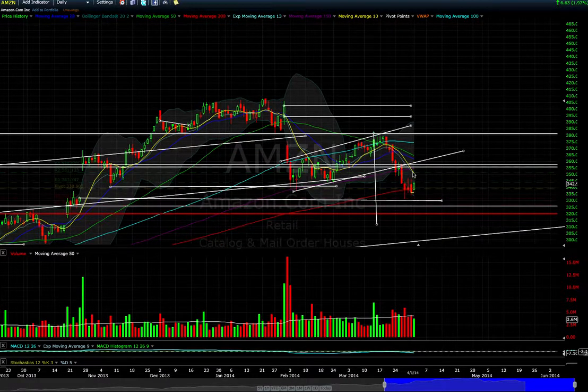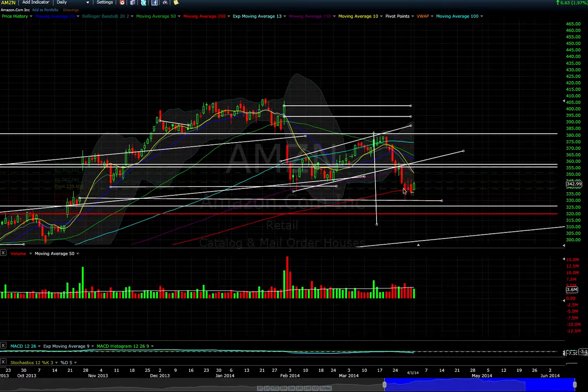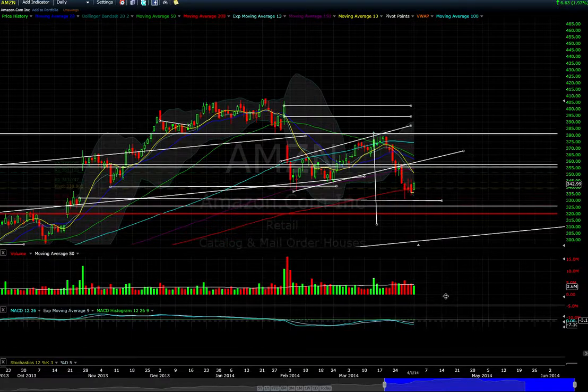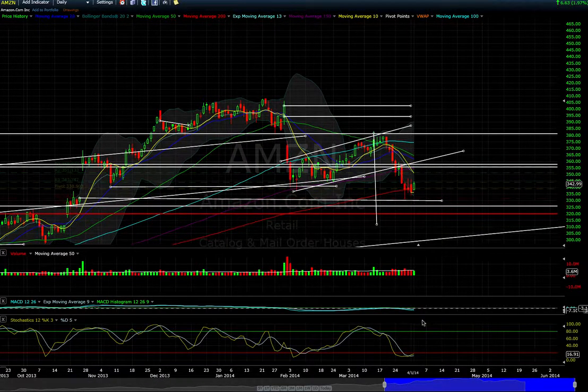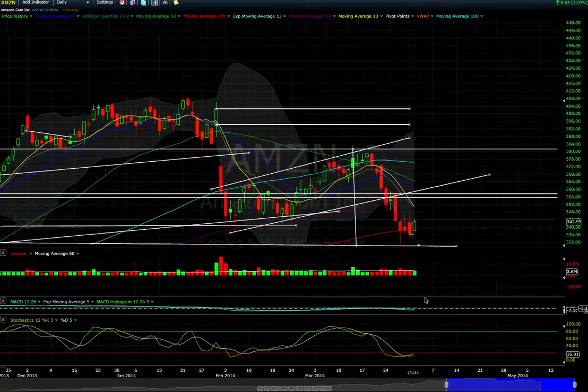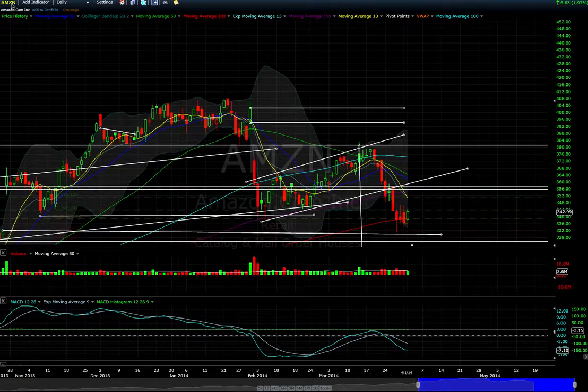It does look like this is ready for a bounce actually. The longer it does trade down here, it's making a bear flag. But seeing the market bounce here, let's see if Amazon decides to catch up at this moment. It is oversold on the stochastic, so that's something to look after on Amazon. Let's go over some of the other trades.